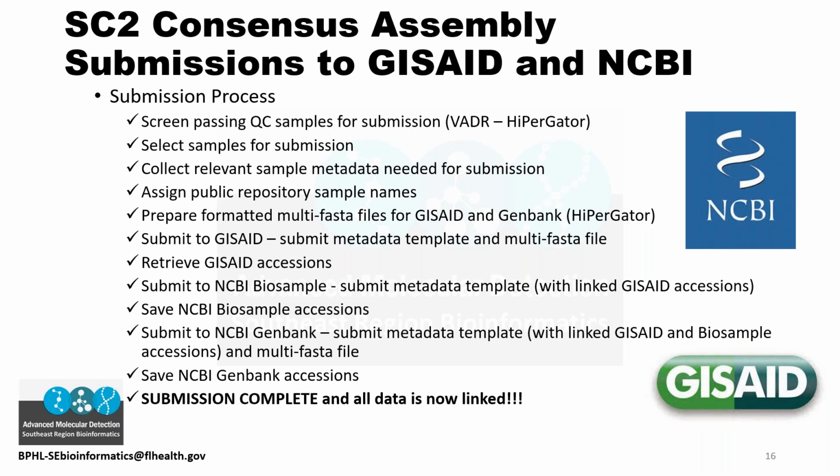That's why I recommend this order, though different labs will do this differently. But for us, I think this is the simplest way: screen everything first, submit to GISAID, and get your accessions. That way you can include your accessions on the biosample sheet to make sure that they're linked. Submit to biosample and save your biosample accessions when they come back. They usually come back within like 10 minutes. And then submit to NCBI GenBank, where in the GenBank metadata template you can include your GISAID accessions and your biosample accessions, along with your FASTA file, and then save your accessions and you're done.